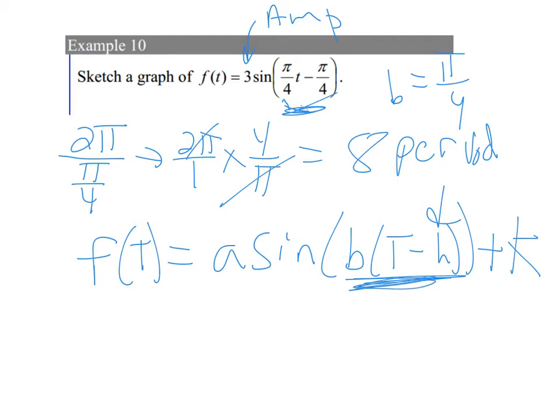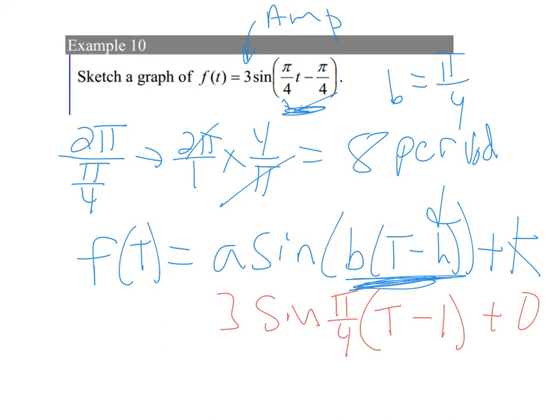And the way you do that is factor out a greatest common factor. So the greatest common factor for pi over 4 t and negative pi over 4 is pi over 4. And of course we already knew that was our b. Then if you divide each of those by pi over 4, that gives me 1t minus 1, plus 0, and it's the sine, and it's 3.